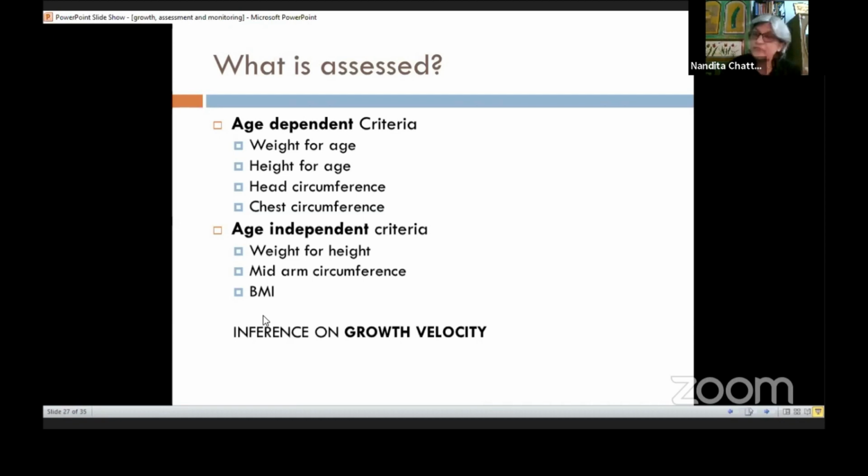One is weight for height. If you know the weight and the height, we can compare, and then we can plot it against a chart to find out. Mid-arm circumference, I've already discussed, doesn't take age into account if it's within that range of 6 months to 60 months. And finally comes BMI. That is weight by height square. And with this, we can draw an inference on the growth velocity. What do you mean? The growth going on, the rate of.